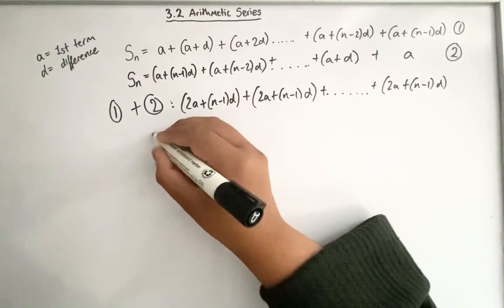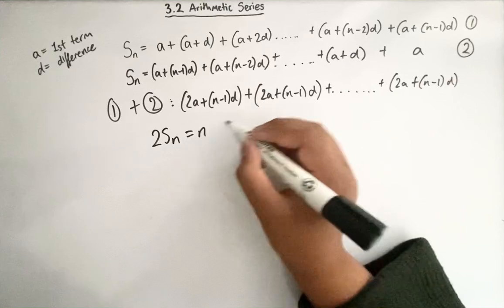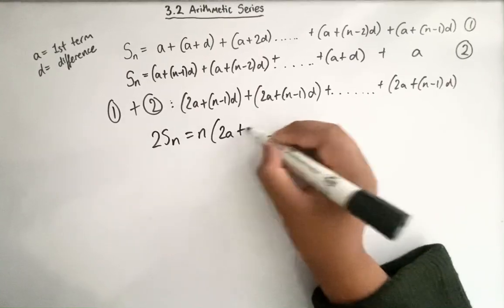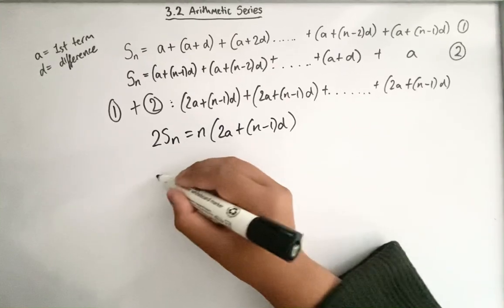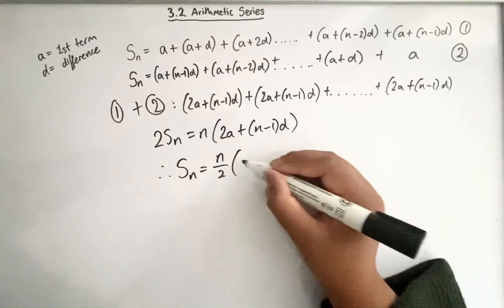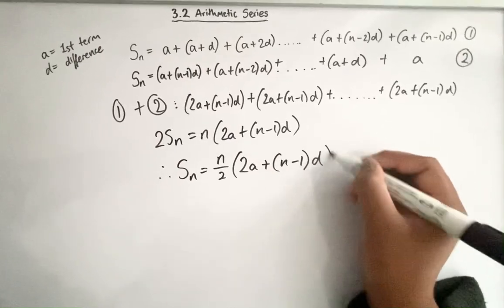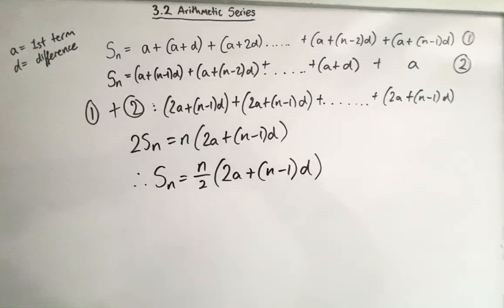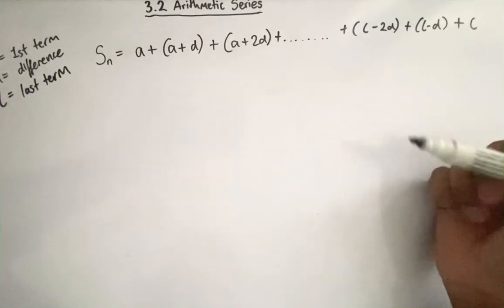So 2Sn, which was Sn plus Sn, is equal to n times (2a plus (n minus 1)d). And so dividing by 2, we get Sn equals n over 2 times (2a plus (n minus 1)d). And that's the generic formula for the sum of an arithmetic sequence. Another version of the formula can be derived like this.